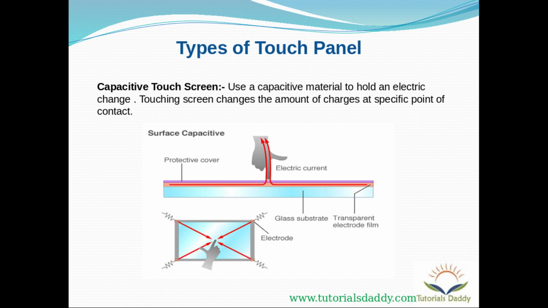You can see here we have a protective layer. Whenever the user taps on this protective layer, an electric current gets generated, because you have a glass substrate and then a transparent electrode film. This electrode film generates the current, which generates a change in the voltage, and that will be counted as a touch panel event.